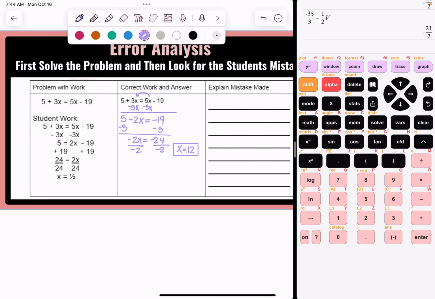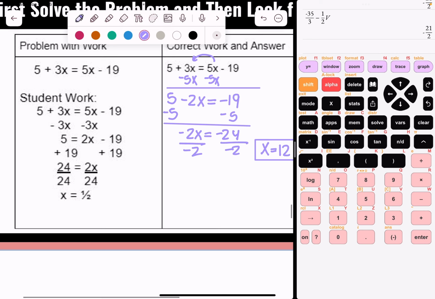Let's see their steps. They decided to subtract the negative 3x, so they brought it to the other side. That's okay. So then 5x minus 3x is 2x. That's correct. Then they added the 19 to bring it to the other side. Just a little bit different way than we do it. And they ended up with 24 equals 2x. That means they need to get rid of the 2 to get the x by itself. So they would need to divide by 2, which 24 divided by 2 should have got them 12.